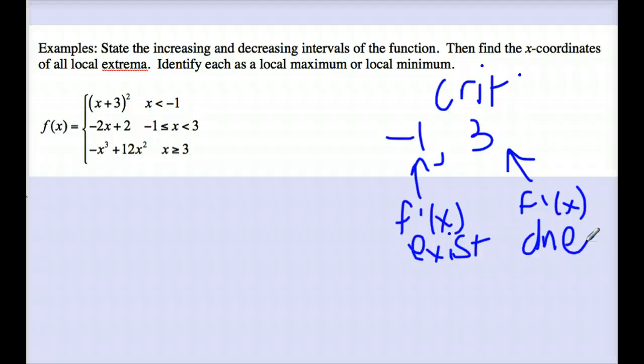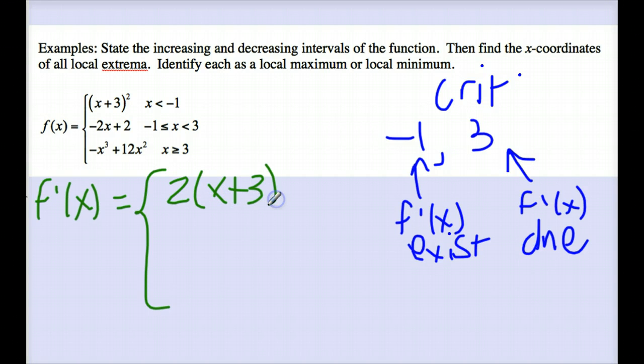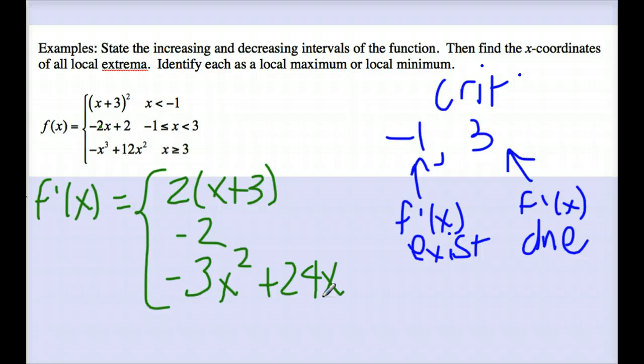So if we continue this, let's go ahead and find the derivatives. As you can tell, I have to find 3 different derivatives, and I'm going to set each of those equal to 0. So f prime of x is equal to, let's see, the first one uses a chain rule, so I have 2 times x plus 3. The derivative of x plus 3 is 1, so I'm going to leave that there. The second one has a derivative of negative 2. And the third one has a derivative of negative 3x squared plus 24x. So what we're going to do is set these equal to 0, and we have to make sure we use the correct derivative.